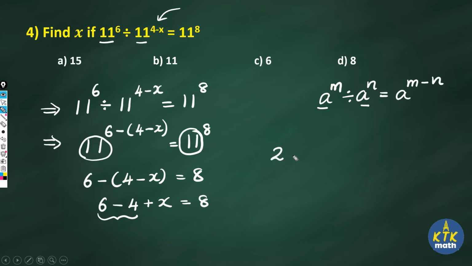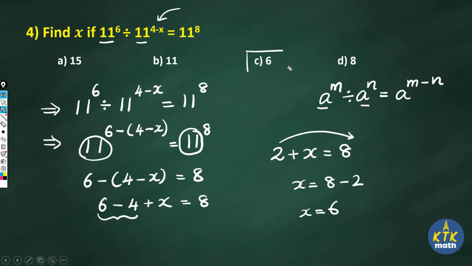6 minus 4 will give you 2 plus x equal to 8. Now transpose this 2 to the opposite side. So x gives you 8 minus 2, which implies 6. So your answer is 6. Where is that? Yeah, it's option C here. This is your answer for this question.